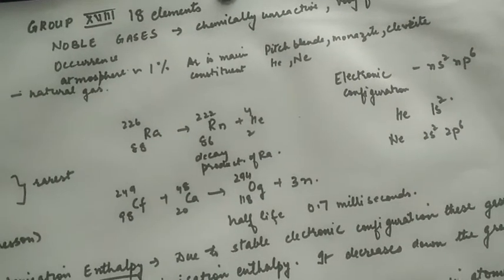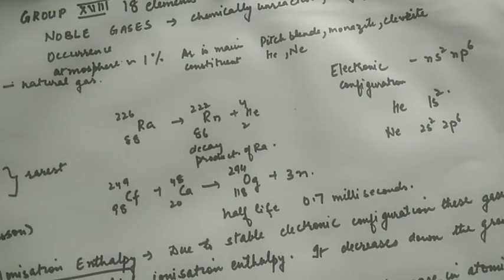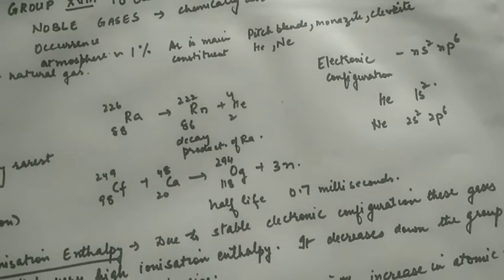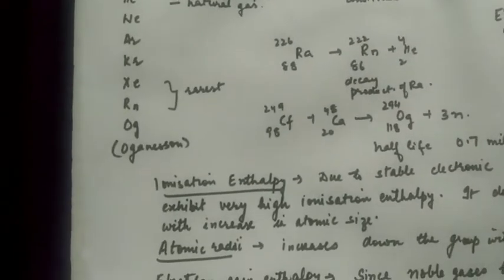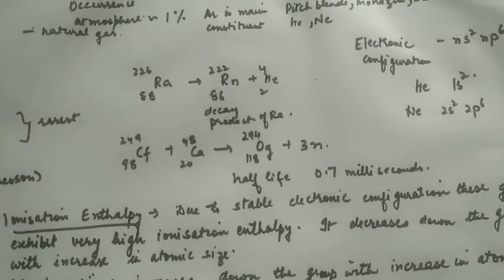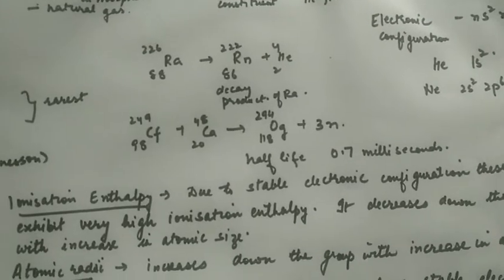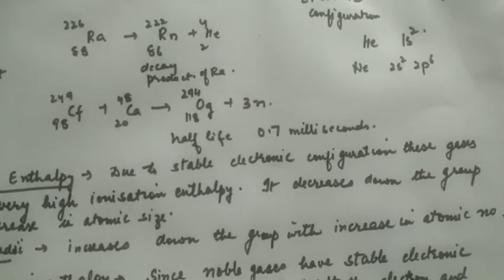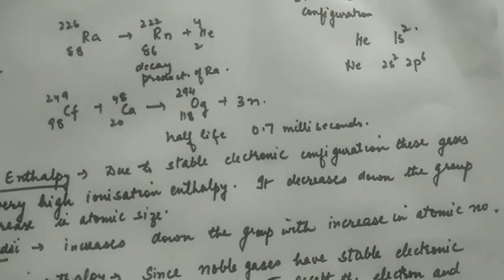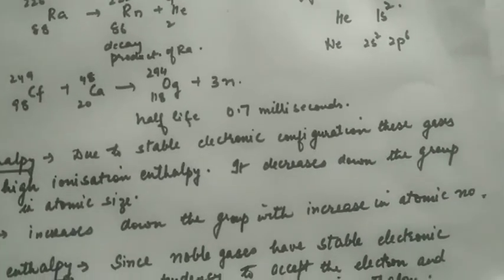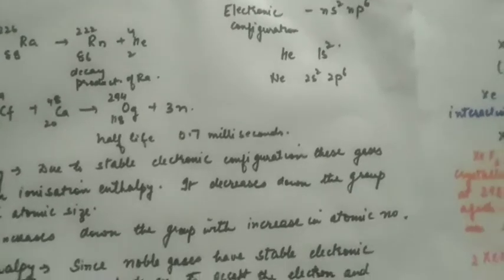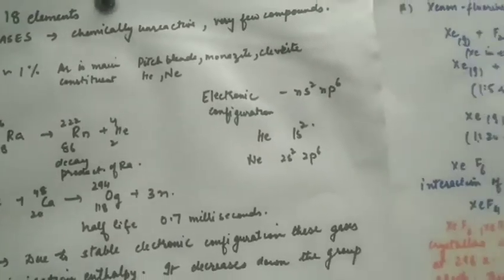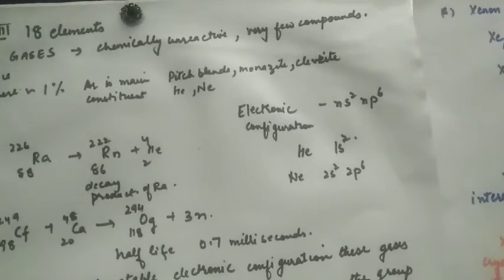Radon is found by decay of radium 88-226 and oganesson can be formed in the laboratory by colliding calcium with californium. Half-life of oganesson is very less, 0.7 milliseconds, so it's not found in nature as such.